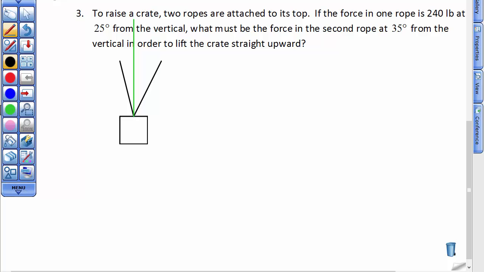Okay, let's continue with another application of vectors. This is question 3 on your worksheet, application of vectors. We want to raise a crate and 2 ropes are attached to its top. Those are the black lines that I've drawn here, and I really should have drawn them with arrowheads on them. Again, we want to raise the crate and 2 ropes are attached.